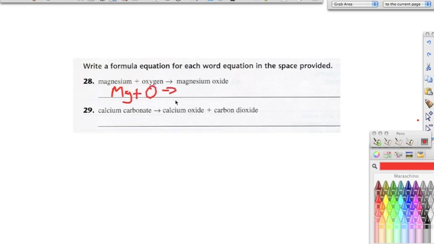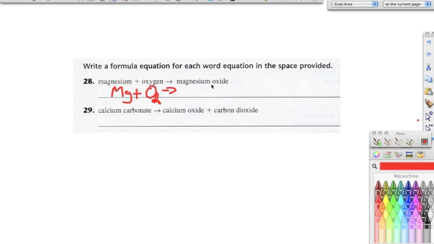Anytime we write an element, we always have to check, is it a part of Brinkelhoff? Is it a diatomic? Because if it is, then it gets a subscript of 2. And remember that magnesium is not, and oxygen is, so we go O2. So that would be a 2 right there. And then we have magnesium oxide.